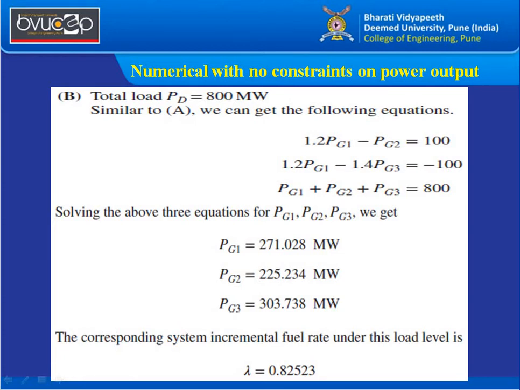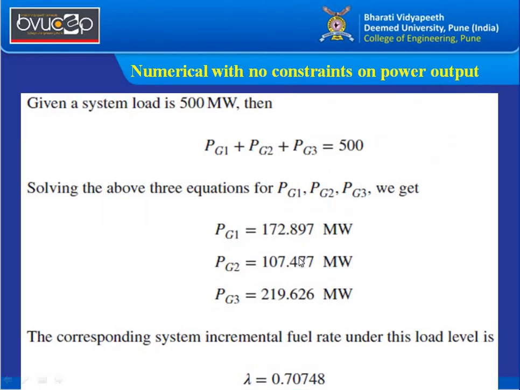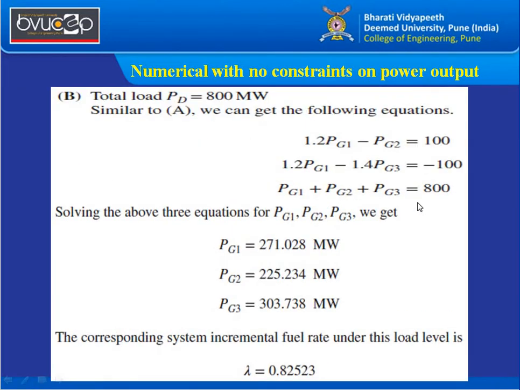You can do a simple analysis: instead of 500 and 800 you can go for 1000 megawatt, note down the values of Pg1, Pg2, Pg3 and calculate the value of lambda. Obviously the value of lambda will be higher than 0.82523, so I will leave that as an assignment for you. You can calculate the value of lambda and give me your comment.